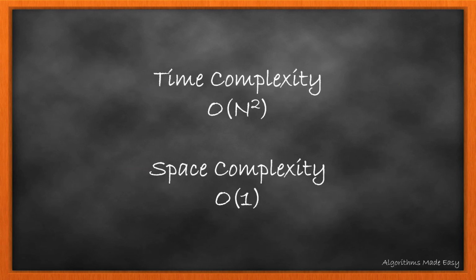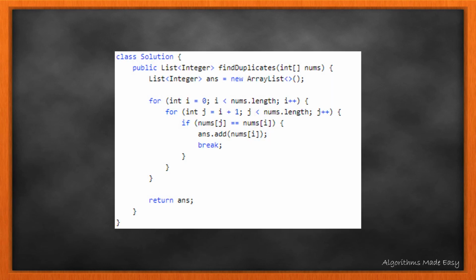As we are comparing values with all the other values, we will have a nested loop and the time complexity will become O(n²), while the space complexity is O(1) as we are not using any extra space. Here is a code snippet for the approach.